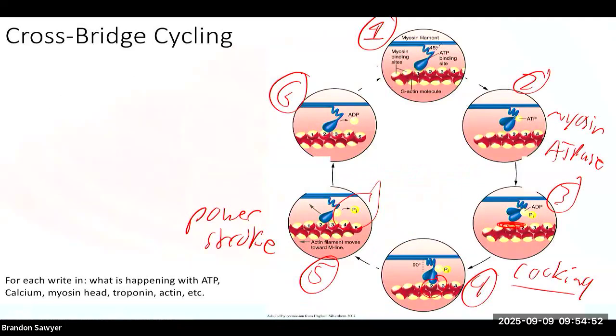Where do the ADP and the inorganic phosphate go after that? Are they both released? Which number are we talking about? Yeah, between steps 5 and 6.